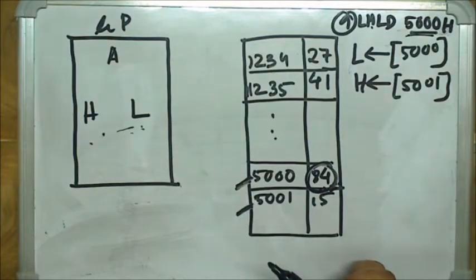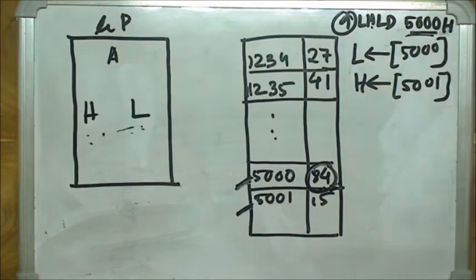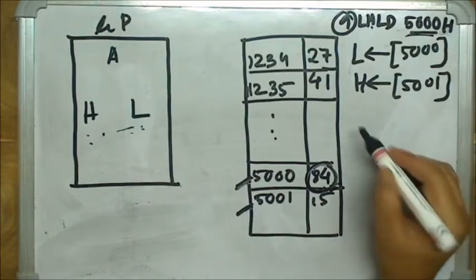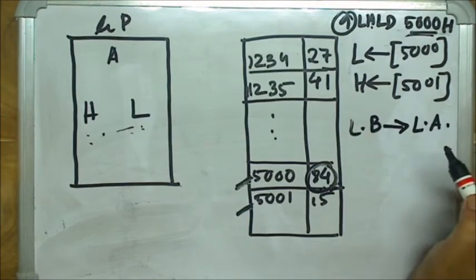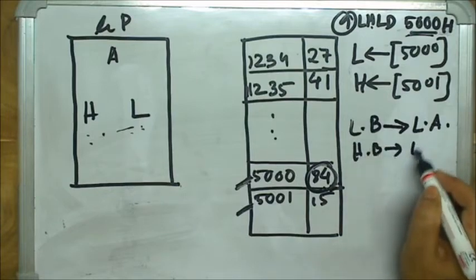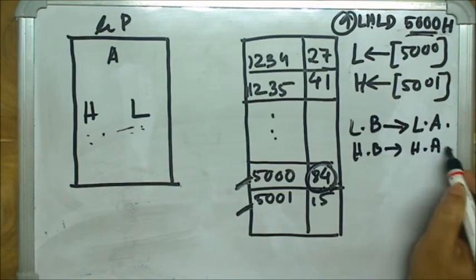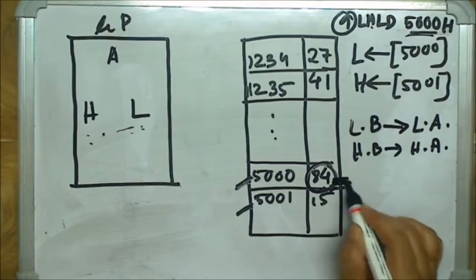Which register will get the data from 5000H and which from 5001H? For this there is a rule. The Intel processors follow this rule: the lower byte data goes at the lower address, and the higher byte data at the higher address. Of the two, 5000 is the lower byte address.